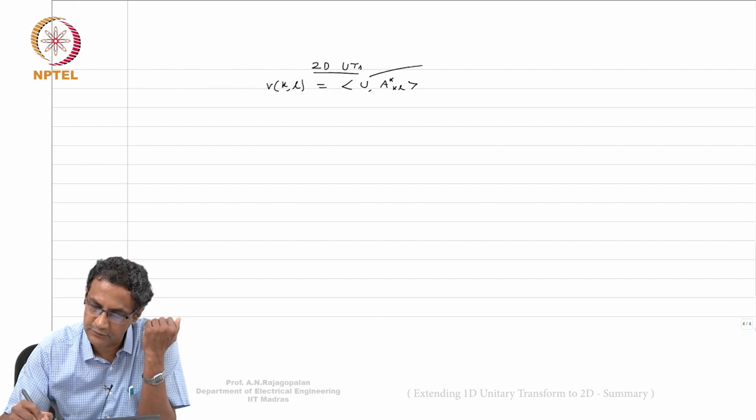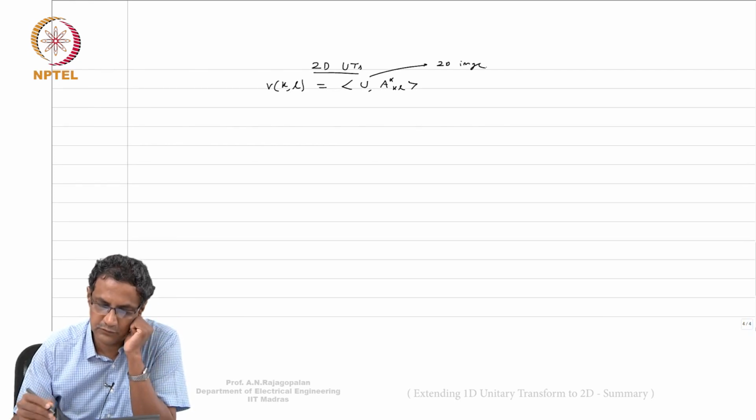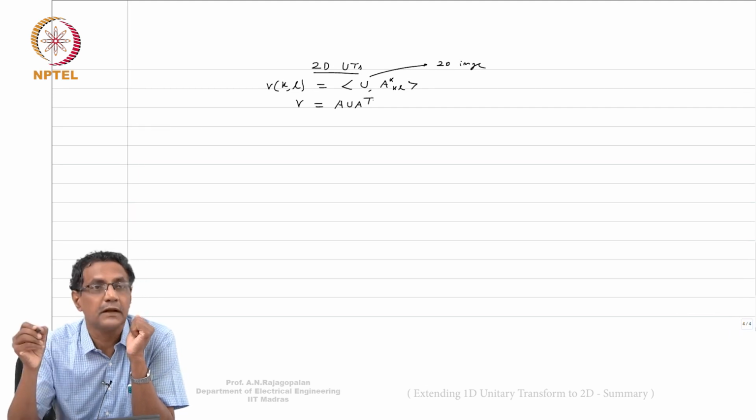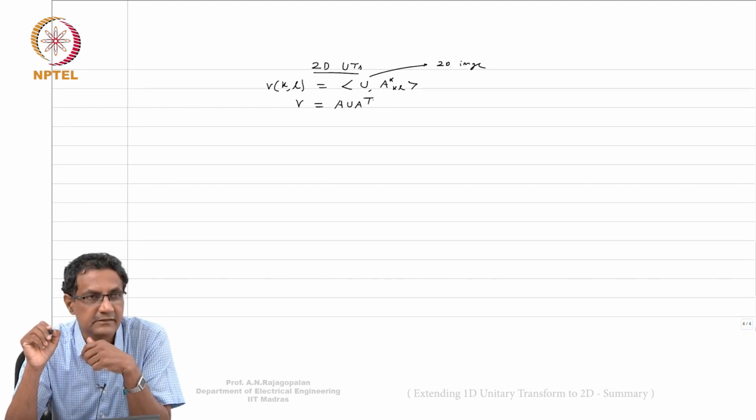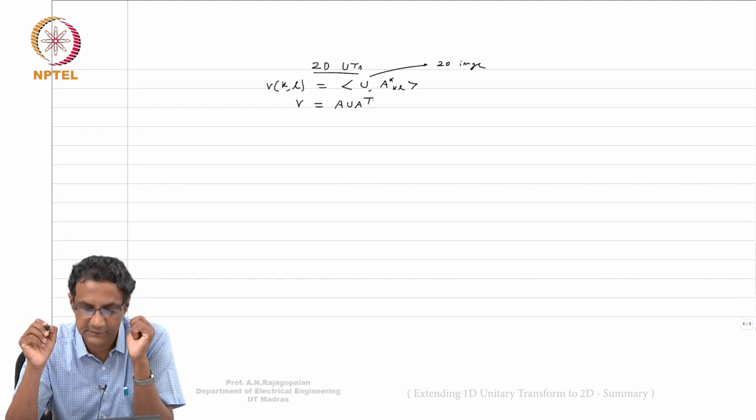U is your image, of course, your 2D image. This is also the same as V. Another way to write it is V equals A U A transpose, right. That is also equally valid, where you get all the V_kl through a matrix multiplication.